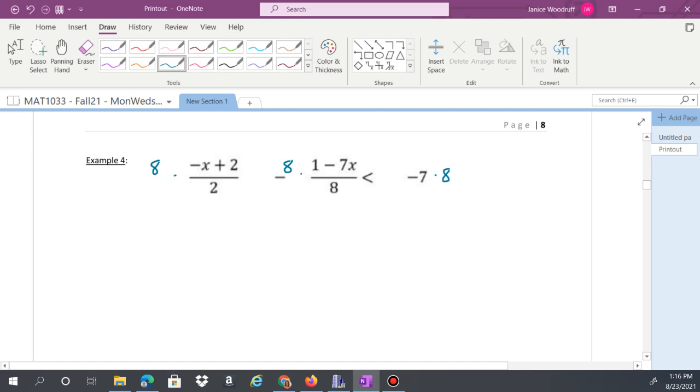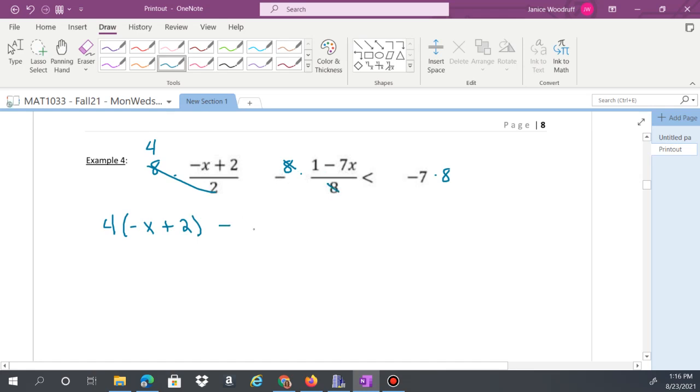So when I do that, remember you're clearing the denominators, multiplying by 8 to clear it, because this is an equation. It's an inequality, it's an equation. We're still solving for something. So 2 goes into 8 4 times. So this is going to come down as 4 parentheses negative x plus 2. These 8s are going to cancel, but there's a negative right here.